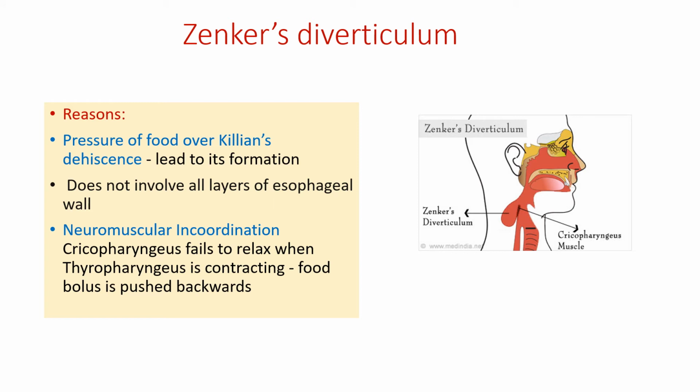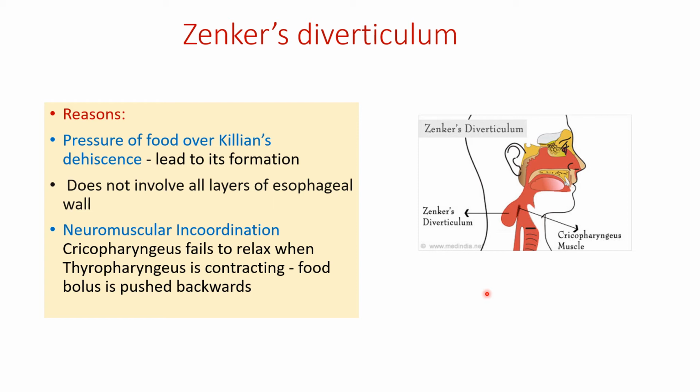How is this Zenker's diverticulum produced? The pressure of food over the Killian's dehiscence leads to the formation of the Zenker's diverticulum. That's the reason for its formation: the pressure of food over the Killian's dehiscence. And it will not involve all the layers of the esophageal wall.